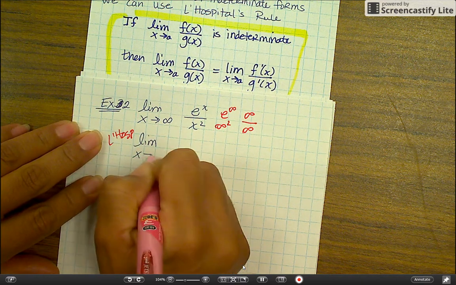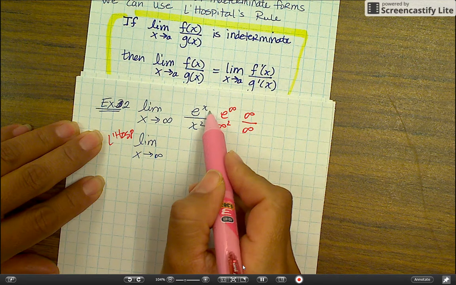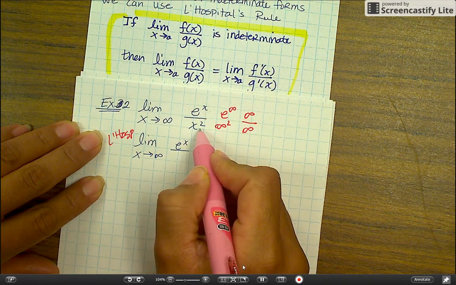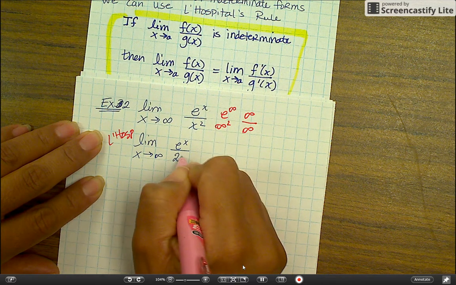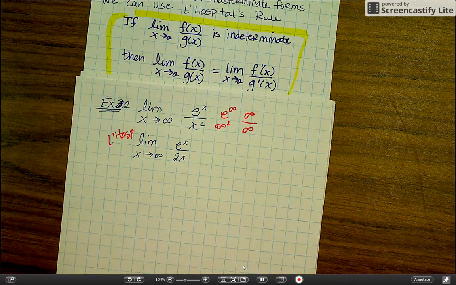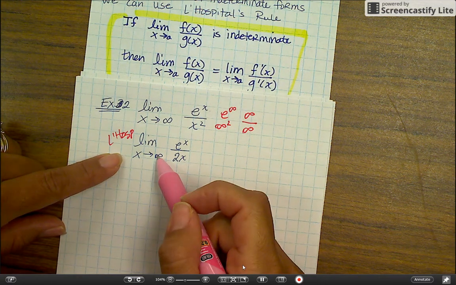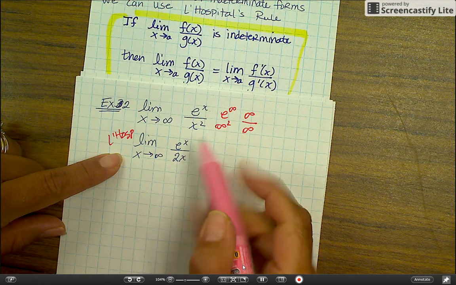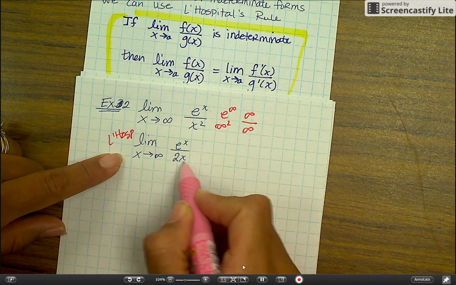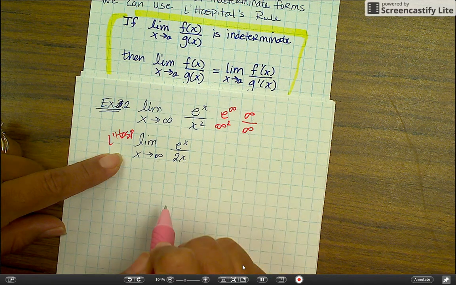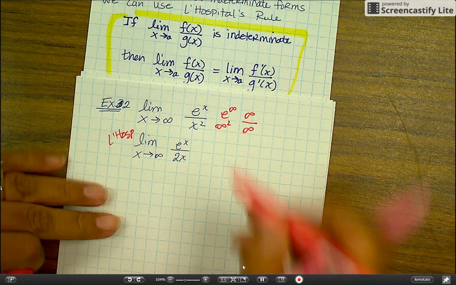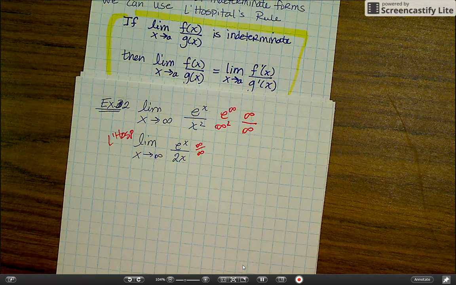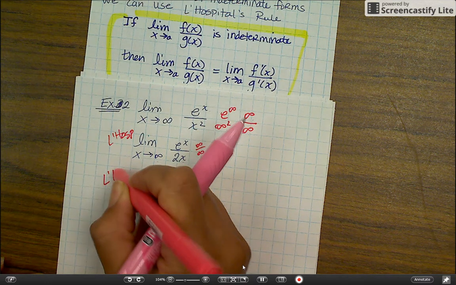The limit as x goes to infinity, and the derivative of my numerator is e to the x, and the derivative of my denominator is 2x. So now I'm going to see what I get. I can't simplify this, so I'm going to put in infinity. If I put in infinity, I'm going to get infinity, and if I put in infinity in the denominator, I'm going to get infinity as well. So again, I have infinity over infinity, which is an indeterminate form. So I will have to apply this again.